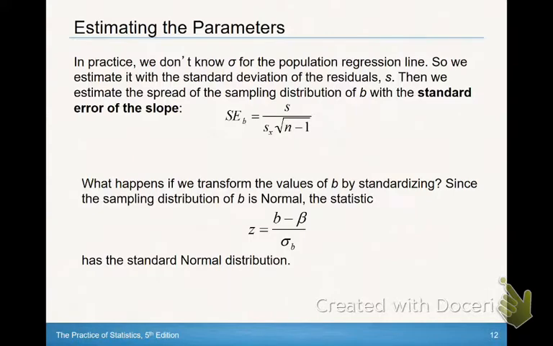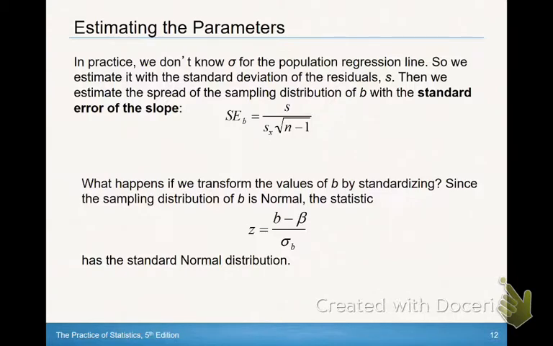So normally we don't know the population standard deviation for the regression line, so we estimate it with the standard deviation of the residuals, s. Then we estimate the spread of the sampling distribution of b with the standard error of the slope. So the standard error is s, the standard deviation of the residuals, divided by s sub x times the square root of n minus 1.